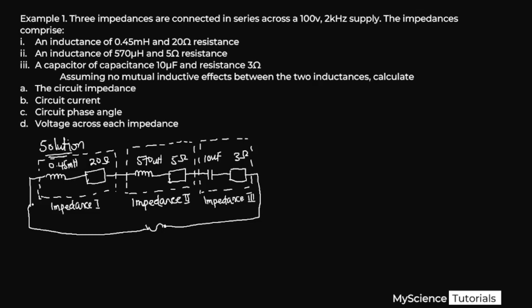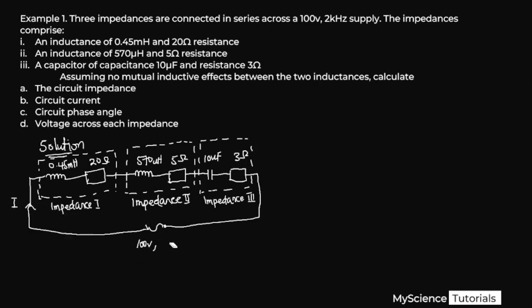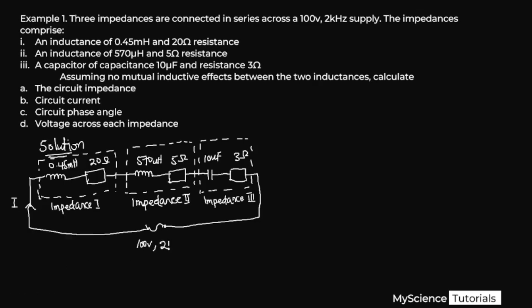Okay, so we have our current flowing in this direction. We're told we have 100 volts and a 2 kilohertz supply frequency. So let's write that well: 2 kilohertz. Alright, now the first thing we need to do is to simplify this circuit so that we can go ahead and solve the questions much more easily and faster.